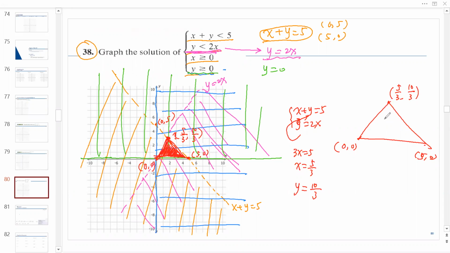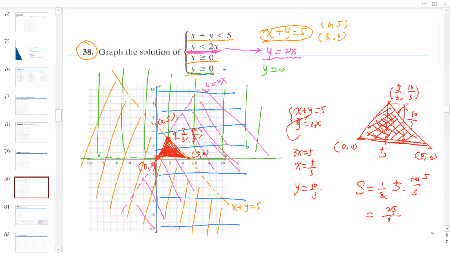So what's the question? They want to find out what's the area of this triangle. So actually this base here is what? 5. What's the height here? The height here is 10 over 3, right? So the area would be half of the base times the height. All right, so you can get it is 25 over 3, right? That's it.